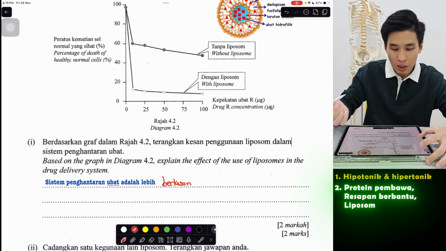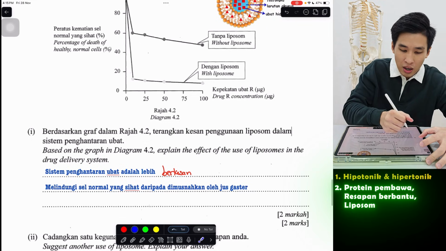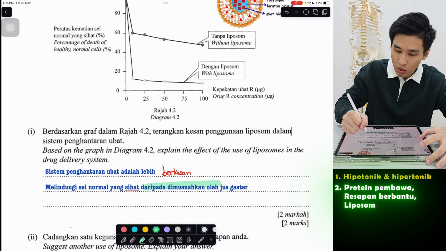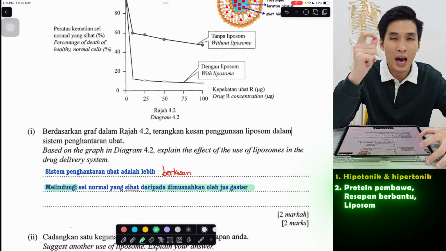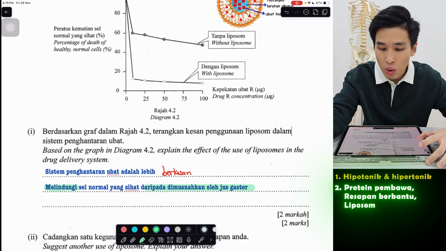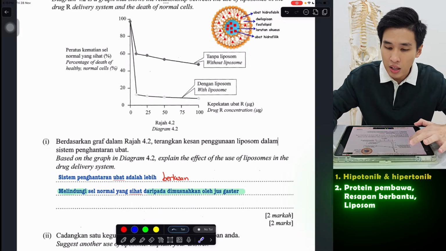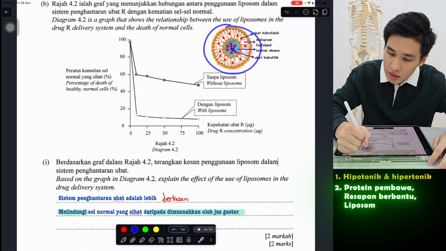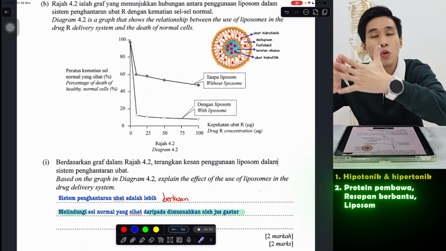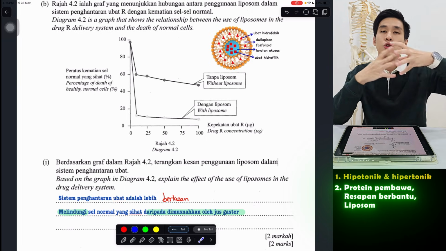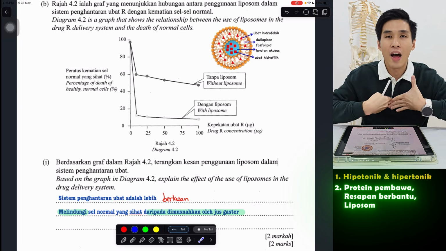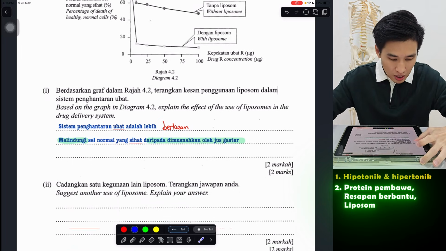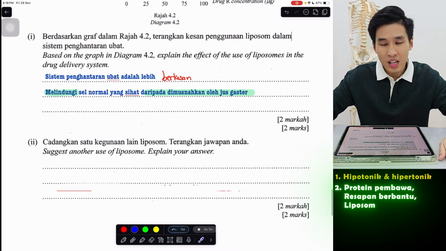Yeah, so that's why the kesan penggunaan liposom adalah lebih berkesan lah. Sebab itu sel tak mati. Kenapa sel tak mati? Sebab liposom melindungi sel normal yang sihat daripada dimusnahkan oleh jus gastrik. Jus gastrik is your stomach punya acid lah. So normally question will ask, mengapakah vitamin C, let's say like supplement, vitamin C dikandungi dalam liposom. So same, melindungi itu vitamin C daripada dimusnahkan oleh jus gastrik supaya menghantar kepada sel badan dengan lebih berkesan. So that's the answer.